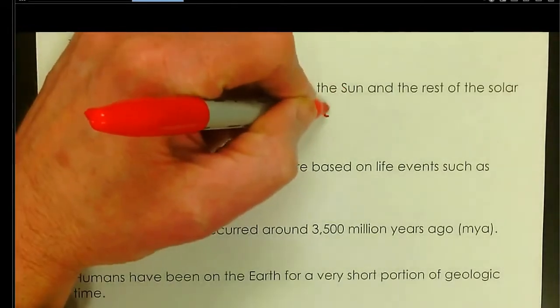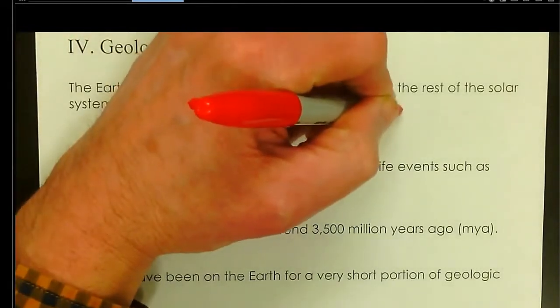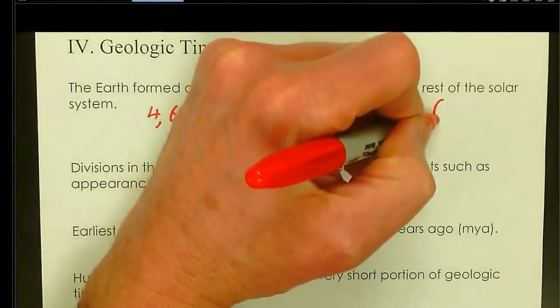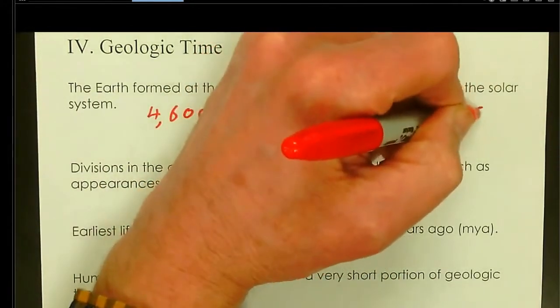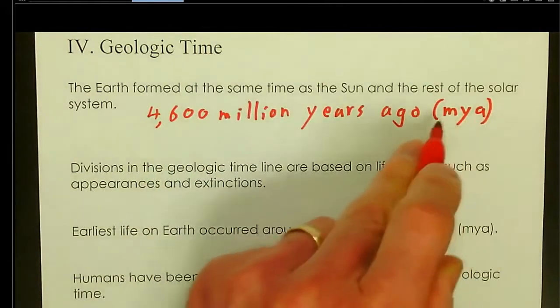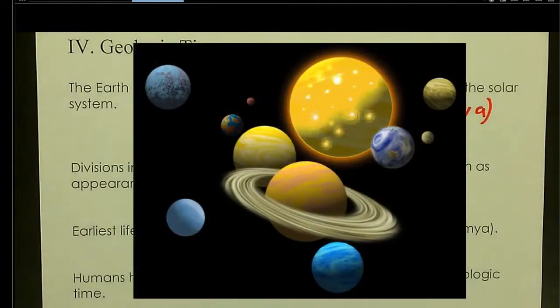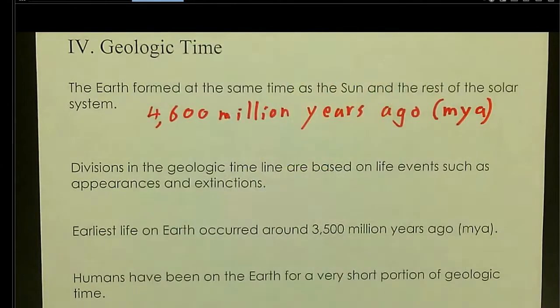4,600 million years ago. We abbreviate million years ago MYA. So when you see MYA, that means million years ago. The Earth formed at the same time as the Sun, planets, moons, asteroids, comets. Everything in our solar system formed at the same time.